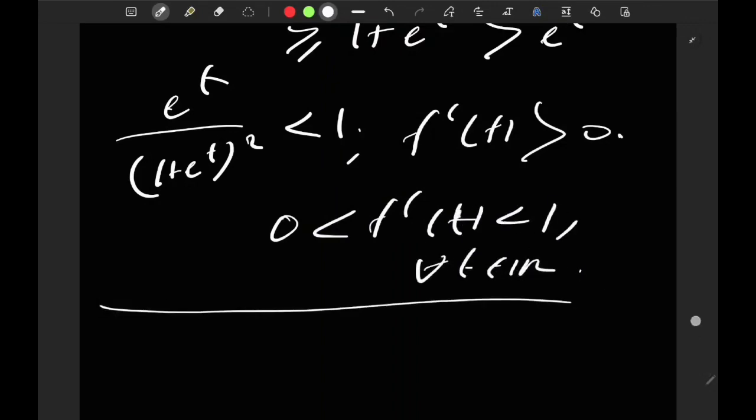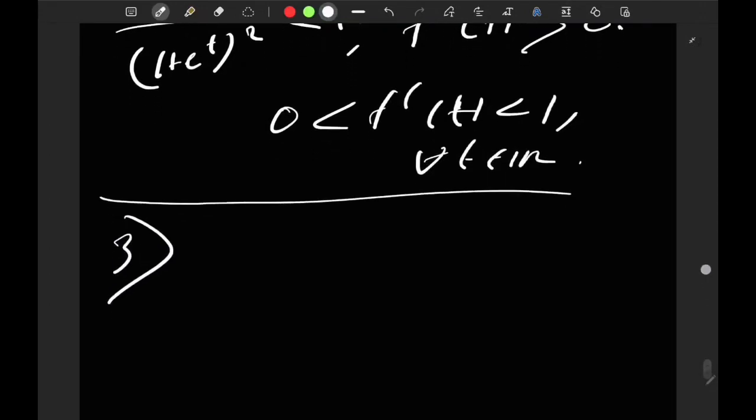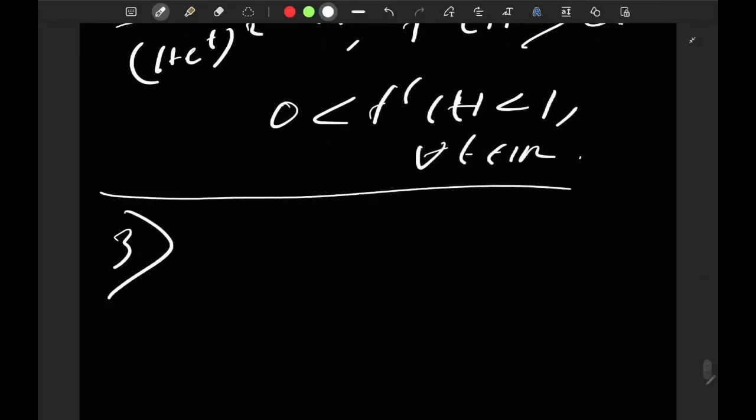You are done for this part 2. So part 3 asks you to prove something which I think we're going to be seeing later as well, more generally inside Banach spaces. I already gave a hint before starting the exercise.